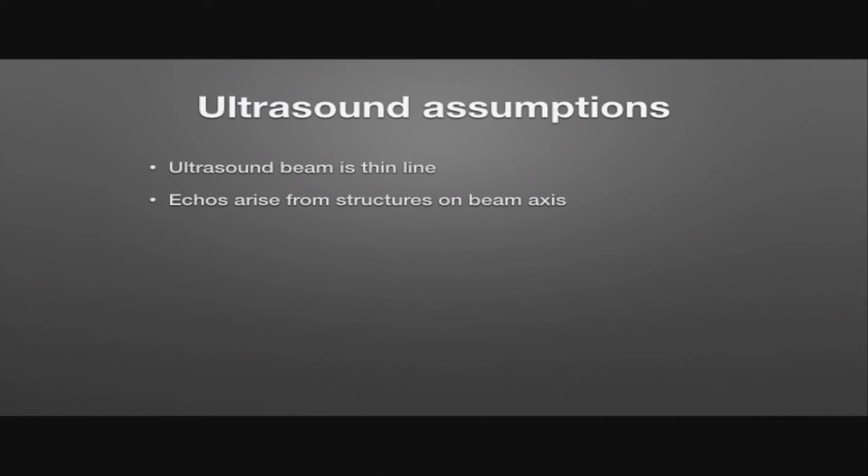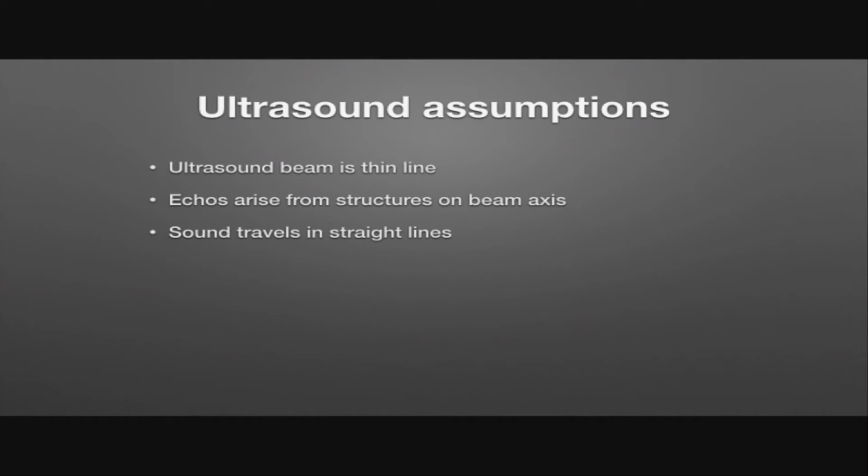The ultrasound assumes that all echoes arise from structures on that beam axis. As we discussed, you've got this three-dimensional structure. If you've got a structure that's anywhere within that three-dimensional structure, it's going to give you an echo coming back, but the ultrasound machine assumes it's just coming from that thin line.